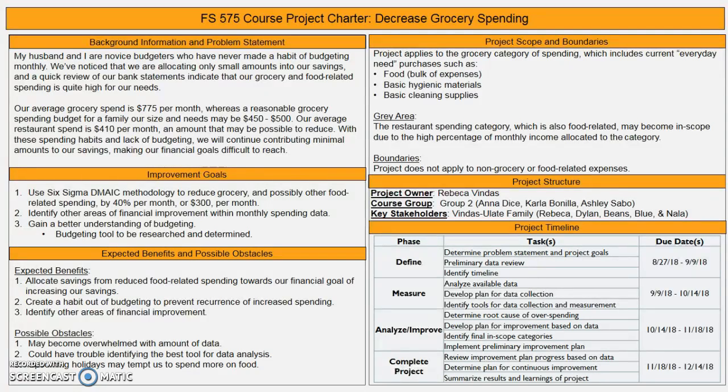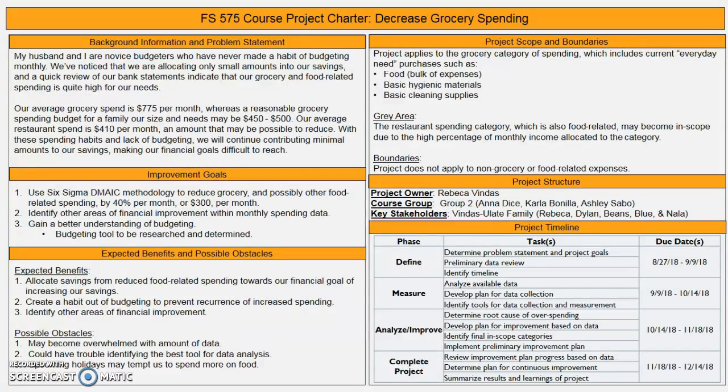So the goals for this project, as far as improvement goes, are to really use that DMAIC methodology to reduce our grocery spending by about 40% per month. That's about $300. Look at some other areas that could be improved within our monthly spending data just for the future, and also just to get a better understanding of budgeting.